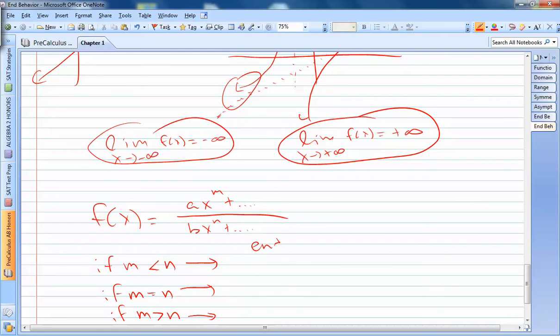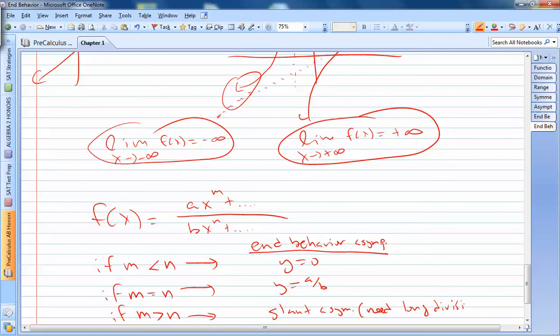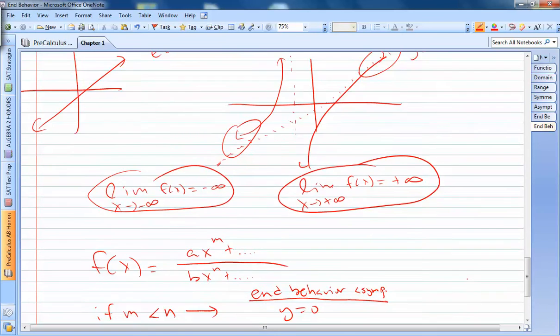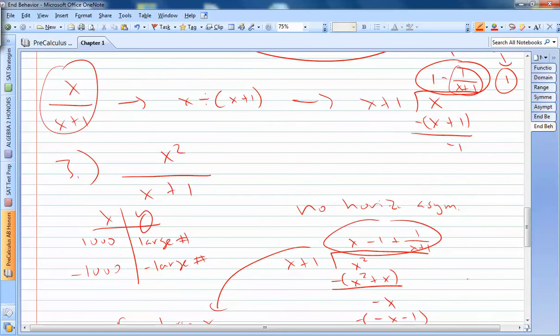for your end behavior asymptote, it would be y equals 0, y equals a over b, which is the ratio of leading coefficients, and of course in this case you'd have a slant asymptote, where you need the long division. And that was just like the three examples we did today. M and n being the degrees of the numerator and denominator respectively.